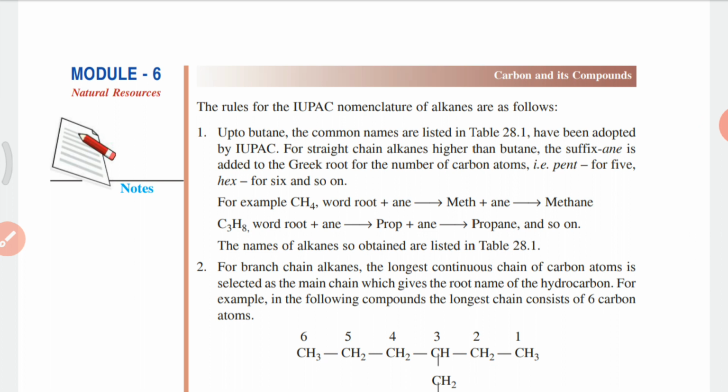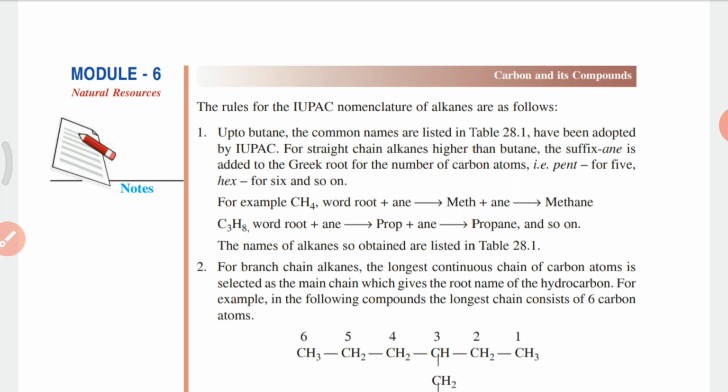Another example, CH4. Its word root is meth plus ane, so its name is methane. C3H8. Its word root is prop, added with ane, so its name is propane, etc. This is the way of giving names.